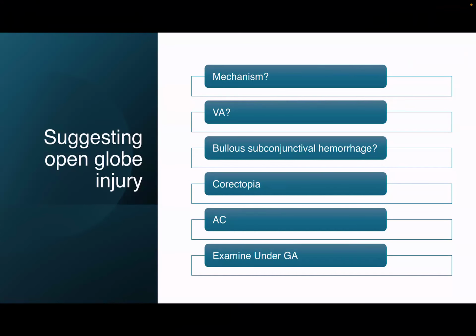If you are not sure whether you have an open globe injury or not, you have to look for the mechanism. It's very important to ask about the mechanism of injury, which gives you a hint. The visual acuity, any bullous subconjunctival hemorrhage, gives you a suspicion that the globe has been violated or opened. Pupillary irregularity or corectopia, and anterior chamber depth asymmetry are very important. Any shallowing or even deepening sometimes gives a hint that the globe has been opened. If you are not sure and still suspect, don't hesitate to examine the child under general anesthesia.